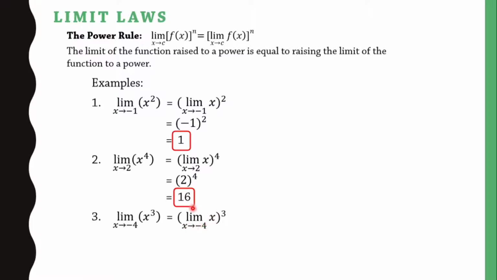So, the limit of this expression using the identity rule now is equal to -4. So, negative 4 raised to 3, that is negative 4 times negative 4 times negative 4, or multiplying negative 4 by itself 3 times. So, negative 4 raised to 3 is equal to negative 64. So the limit of this whole expression, limit of x cubed as x approaches negative 4, is negative 64. So that's our third limit law.